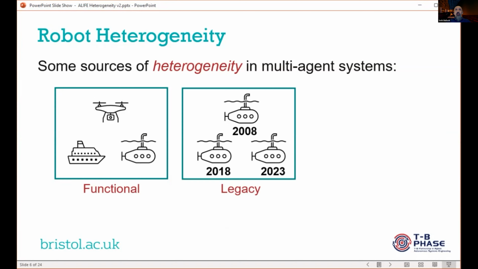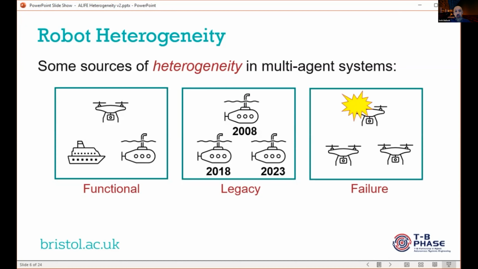So you might have a set of robots that are all apparently the same, but they have a different vintage. So your robot from 2008 might have different firmware, slightly different specification. The sensors that it uses might be slightly different from the robots that you've got more recently. And even if the robots originally were exactly the same, long-lasting changes like failures or faults can introduce heterogeneity to a system.